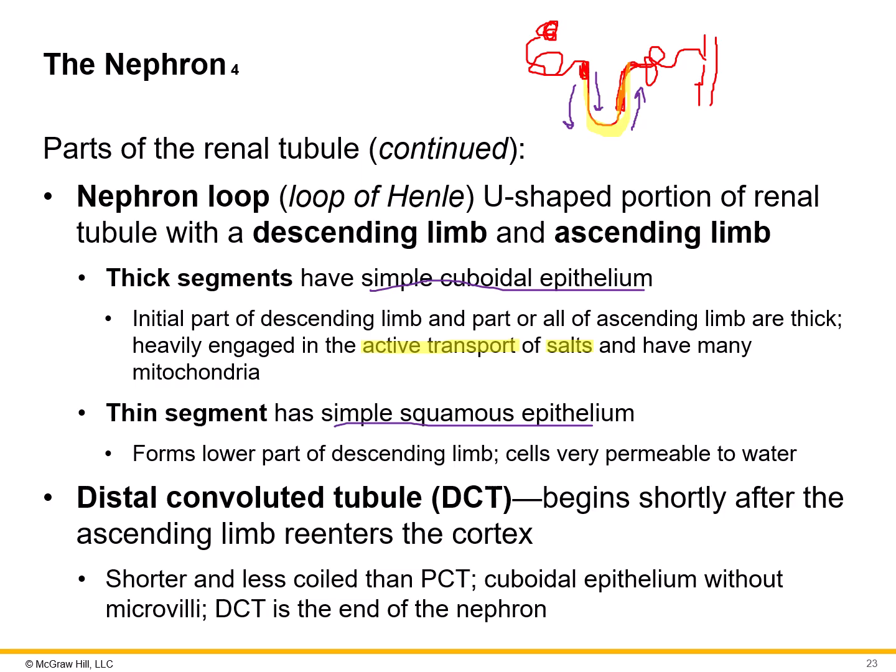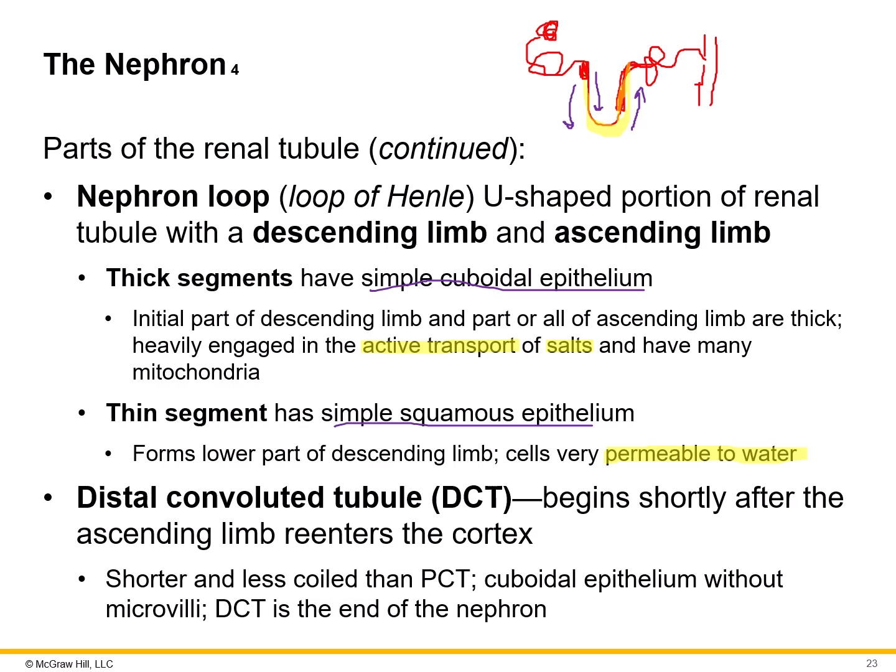The thin segments, very basic simple squamous epithelium. This is the lower parts of the descending limb, and the reason why we want this cell type is because of its permeability. Simple squamous epithelium makes it very, very easy for water to move through. So the thick segments are for salts. Sodium is big. Active transport. The thin segments are for water. All right, so that's our loop of Henle, our nephron loop.